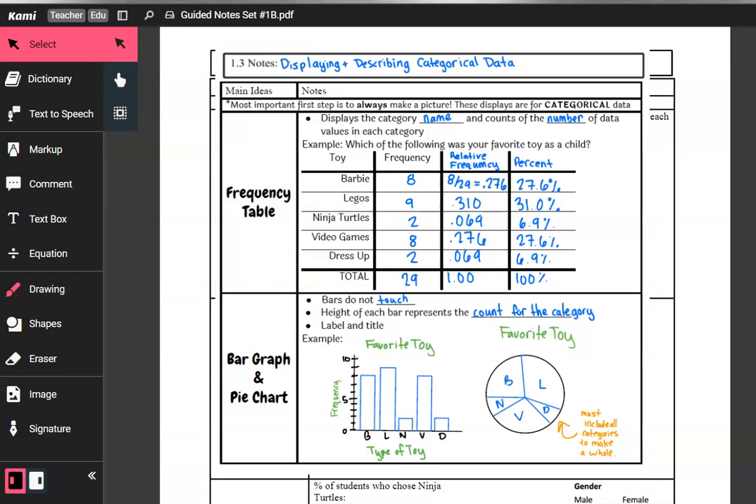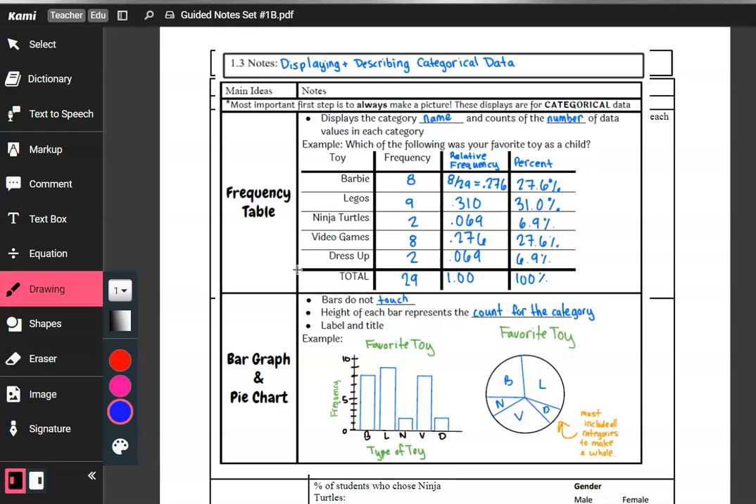Okay, in this section of our guided notes, 1.3 is called Displaying and Describing Categorical Data. This has to do with Chapter 2. So as you see here, the most important first step is to always make a picture. So you'll have some visuals here on the bar graphs and pie charts. And these displays work with categories, with categorical data.